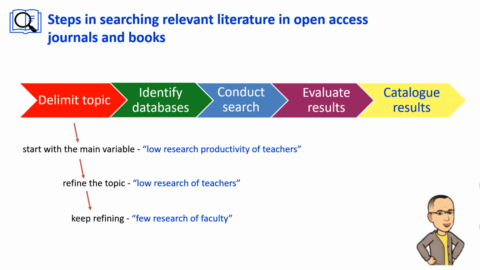Fifth step, catalog results. Once you have a list of potentially relevant articles, read the abstracts or full texts to determine their relevance to your research question or topic. You may also want to consult the reference lists of these articles to identify additional relevant sources.